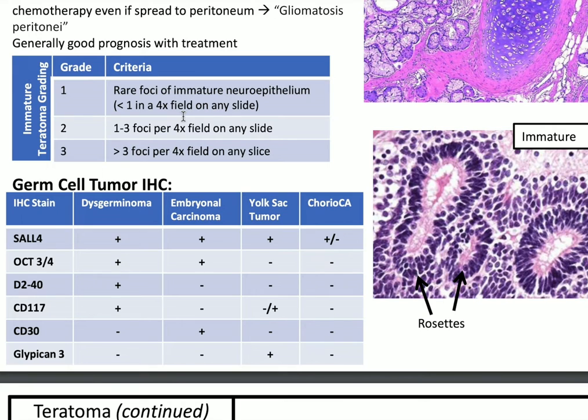If you're here for your reference, I would just want to highlight what he writes. OCT3/4 will be positive in dysgerminoma and embryonal carcinoma, negative for yolk sac and choriocarcinoma. CD30 will be positive for embryonal carcinoma, and glypican-3 will be positive for yolk sac tumor.